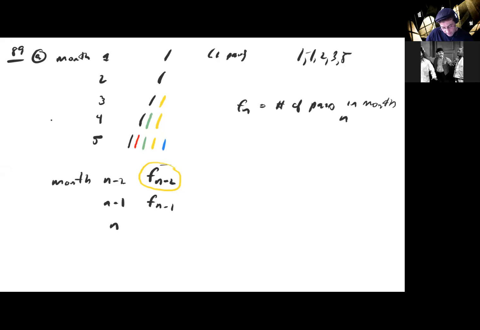Well, every rabbit pair in month n minus 2 is now allowed to reproduce, and none of the others can reproduce. So we get an extra copy of the n minus 2 rabbits occurring here. So we get f sub n minus 2 plus f sub n minus 1. Hey, that is exactly how the Fibonacci sequence is defined. So this shows you get the Fibonacci sequence. Okay, very good.